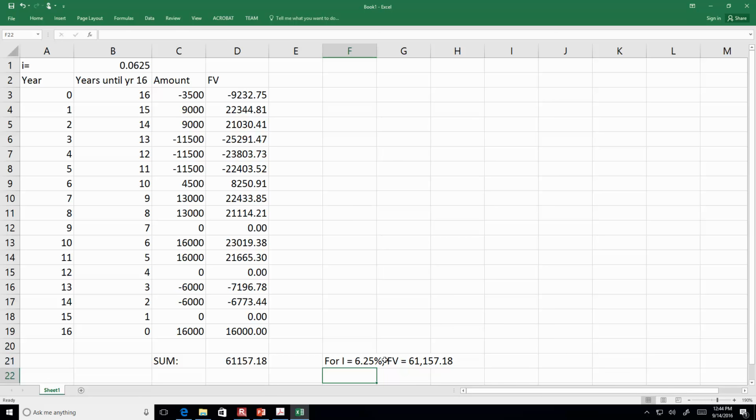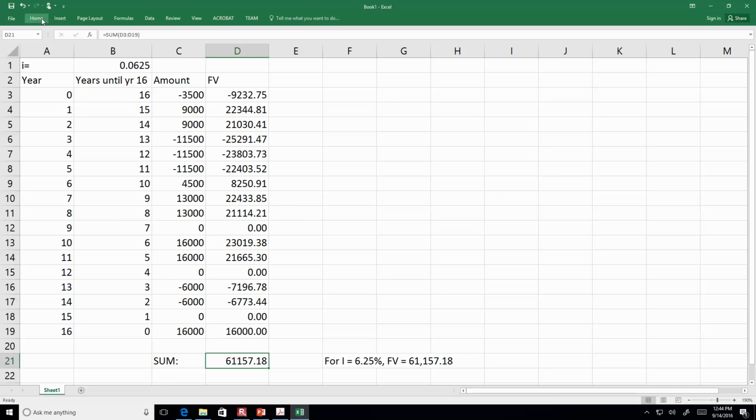On part B, it says, after solving for part A, determine what interest rate would make the future value 100,000. You can either do that over and over and over lots of times, or you can use goal seek. So just to refresh your memory where to find the goal seek, essentially what we're going to be doing is changing I until this future value is 100,000. So right now, when I is 6.25%, then that gives us a future value of 61,157. We're asking, what would the interest rate have to be in order to get 100,000?